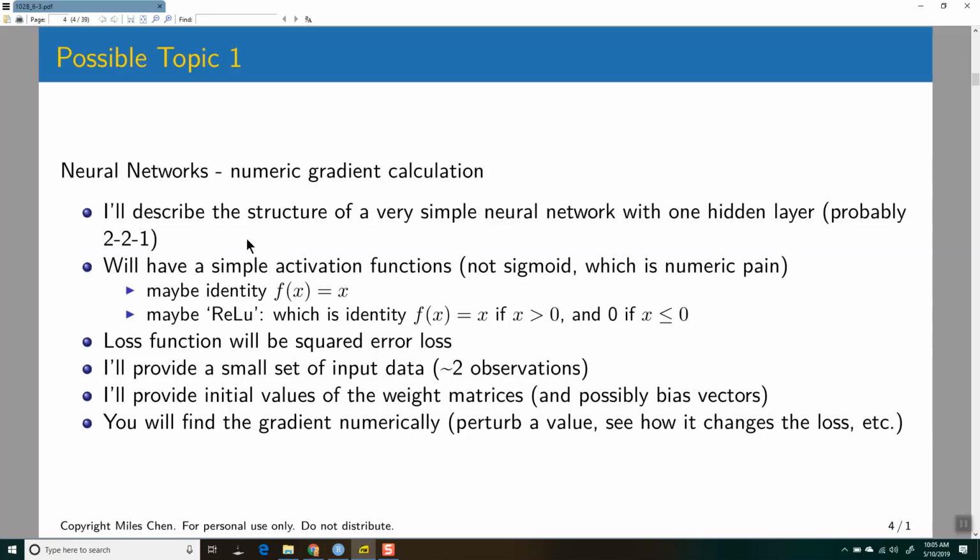Loss function will be squared loss, and I'll provide a small set of input data, maybe 2 observations, because if we're doing squared error, you have to do it for each observation, and if you get over 3 observations, it becomes, again, a pain to compute. Then I'll give you some weight matrices, and you'll find the gradients numerically for one of these things, which means you add a perturbation like 0.01 or something, and see how it affects the result.